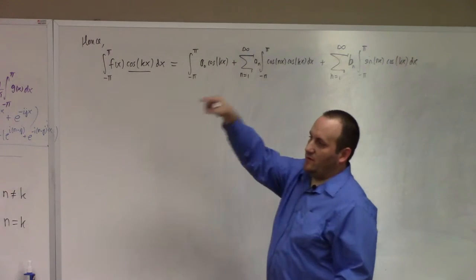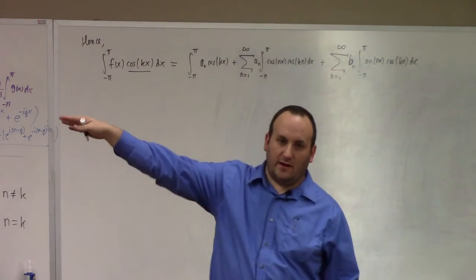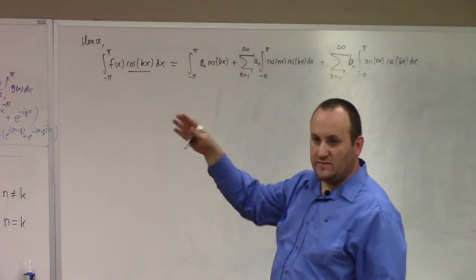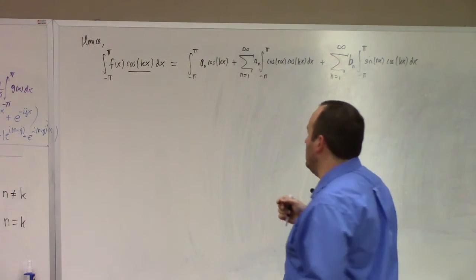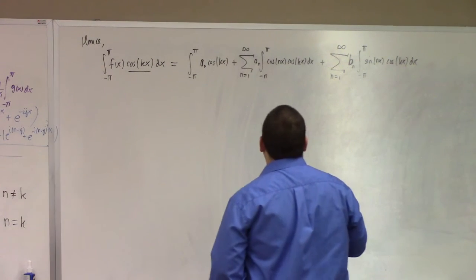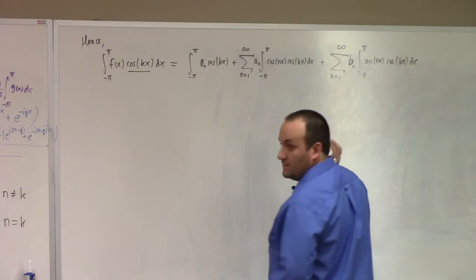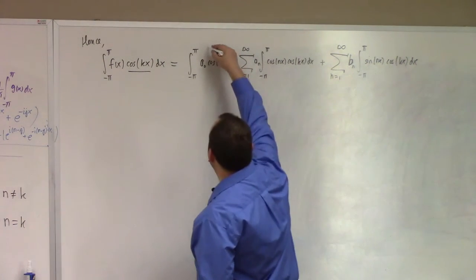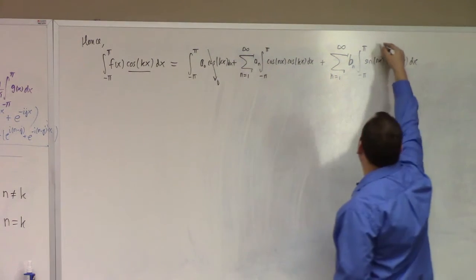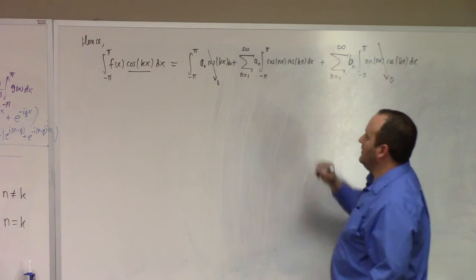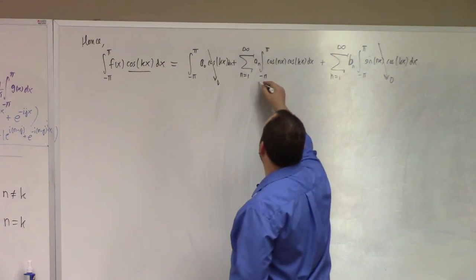All I did was I took the Fourier series, I multiplied by cosine kx, and then I integrated both sides. And then I assumed that I can integrate term by term. So most of this stuff is 0, right? There's a dx missing, but 0. This integrates to 0 always. And this, what happens here?